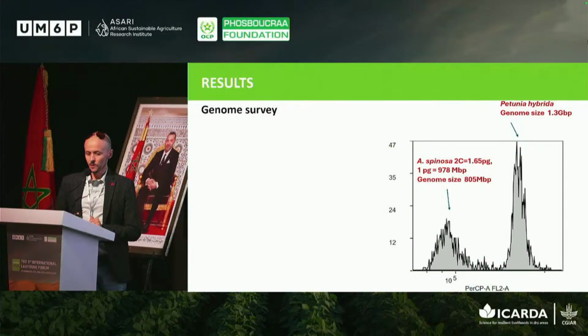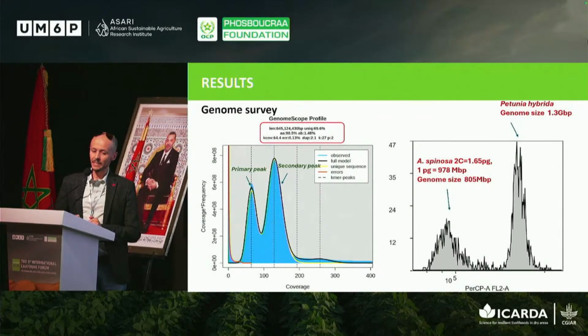But when we estimate the genome based on k-mer frequency, as you can see in what we call here the GenomeScope profile, we have 2 peaks with k-mer frequencies, which is a signature of a diploid genome, but the genome size estimated is around 645 million base pair. And with a high rate of heterozygosity of around 1.48%.